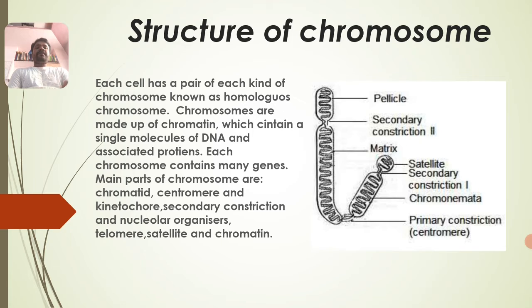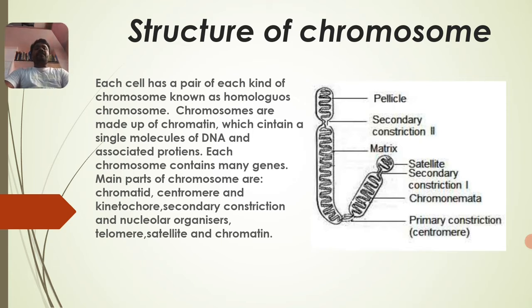Chromosomes are mainly made up of chromatin, which contains a single molecule of DNA and associated proteins. What is the composition of chromatin? Chromatin is DNA with associated proteins like histones. Each chromosome contains many genes. Chromosomes consist of DNA, and DNA consists of a number of genes. So those genes are carried by these chromosomes, hence chromosomes are often called the vehicle of genes.